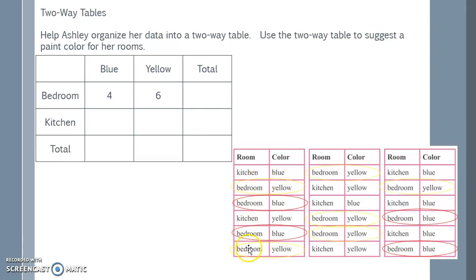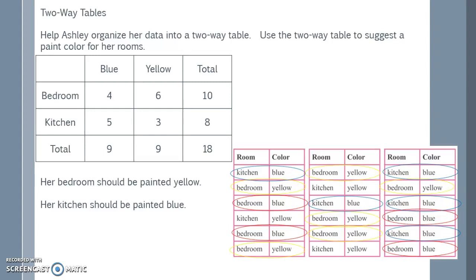When I look at the bedroom and yellow options, I see that there are 6 choices. Kitchen and blue are 1, 2, 3, 4, 5. Kitchen and yellow are 1, 2, 3. Then we can create our totals. Adding across, we have a total of 10 and 8 for bedroom and kitchen respectively. The totals for our blues and yellows are 9, and then altogether we have 18.